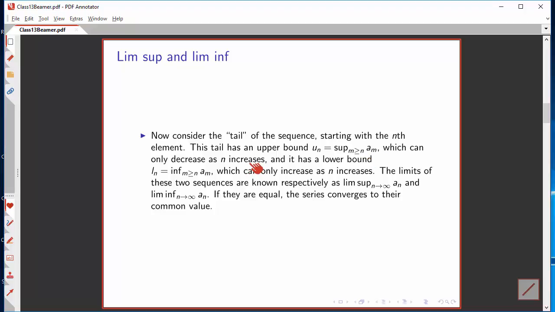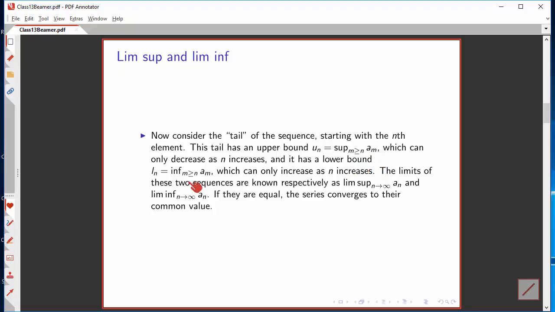It will decrease, for example, if the mth element is in fact the largest element of the entire sequence, the effect of which would be once we go beyond m and consider the tail starting with the m plus first element, for example, the upper bound must necessarily be smaller.